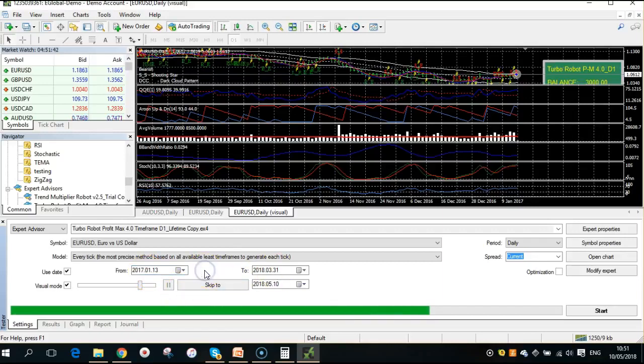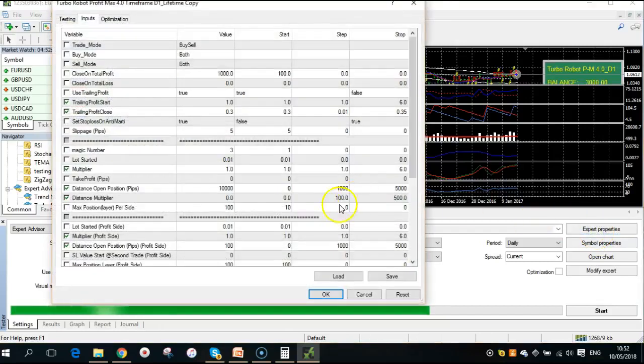What is next is visual mode. We can tick this or untick. We will try to see it here in the window of your MT4, so we will put it as visual mode. Click daily, since this is daily. Our EA will open trades based on the signals or indicators that we have put in here. I know that you are downloading that, then you have to paste that on the indicator mode, and then put the spread as current. Next, go and click this expert properties.